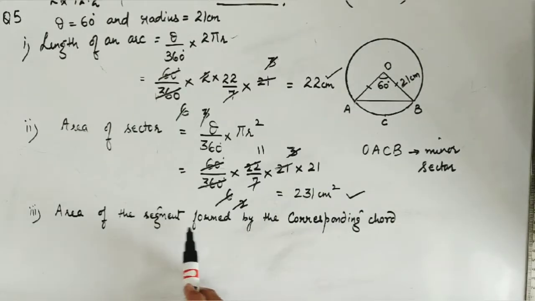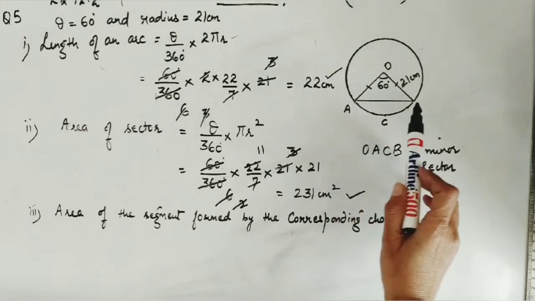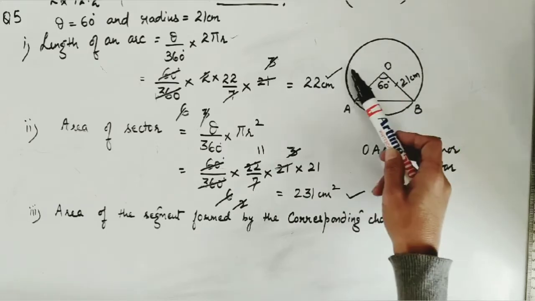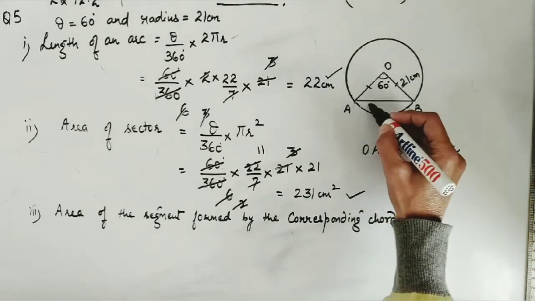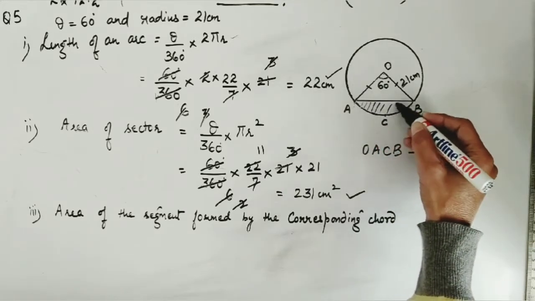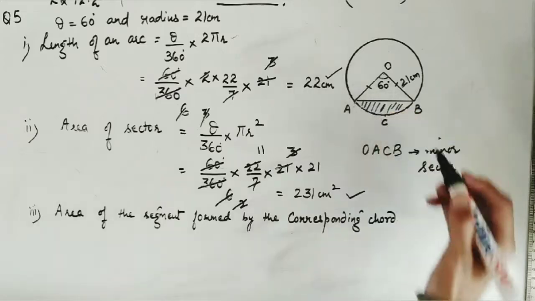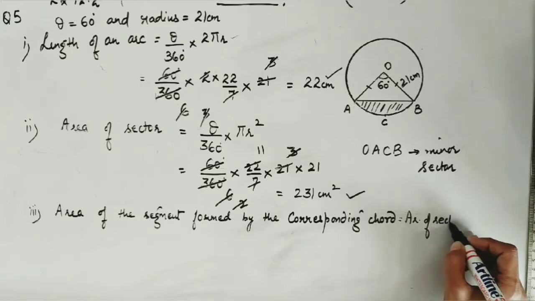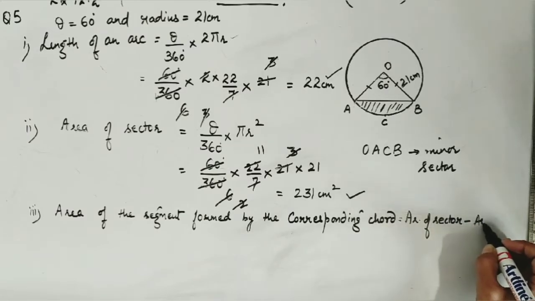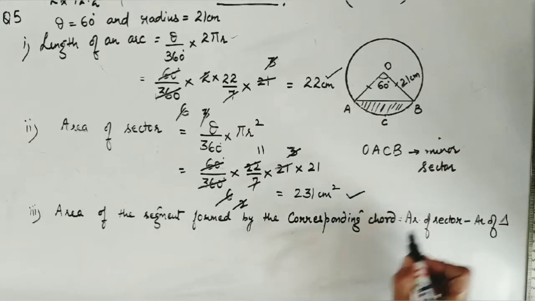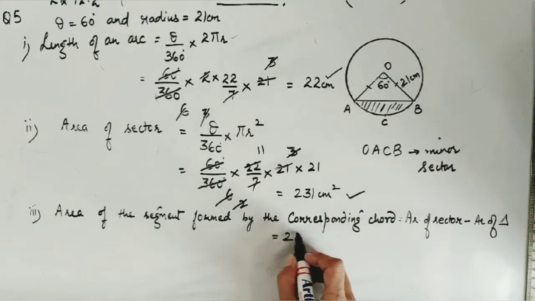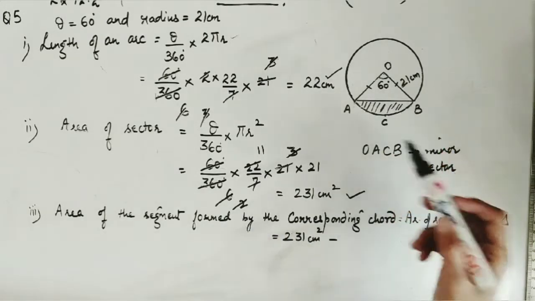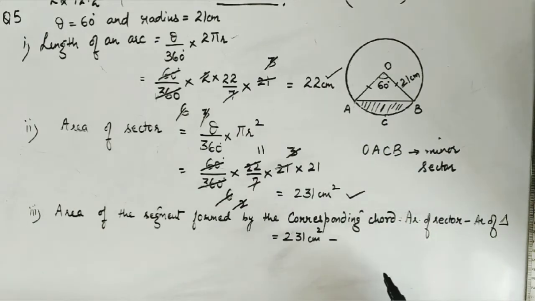Third part is area of segment formed by the corresponding chord. Chord AB has formed two segments, minor and major. So the question demands area of this region, minor segment. So area of minor segment would be area of sector, complete sector, minus area of triangle. Sector's area we have already found, 231 centimeters square. Triangle's area. Now there are two ways for finding triangle's area.